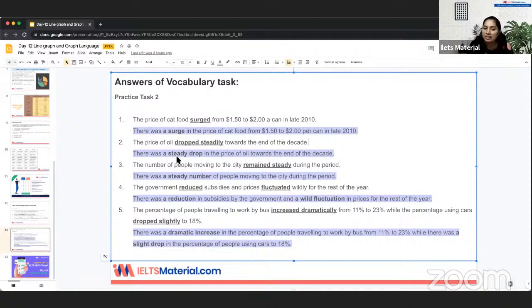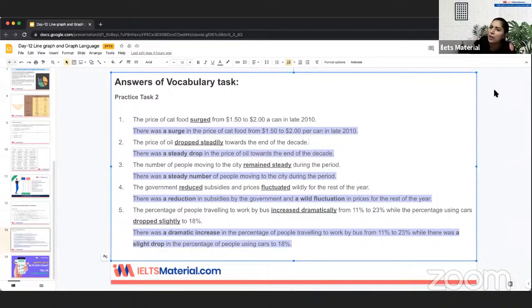There was a steady drop. There was a steady drop in the price of oil towards the end of the decade. If I take the answer of the other students, that is, if I take "fell gradually" or "went down gradually," so what can I do? There was a gradual drop. Can I take this? There was a gradual drop in the price of oil towards the end of the decade.